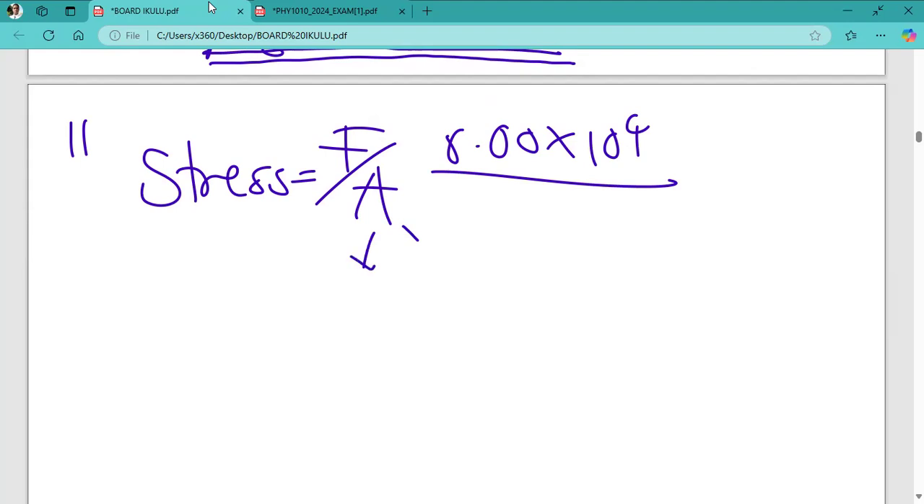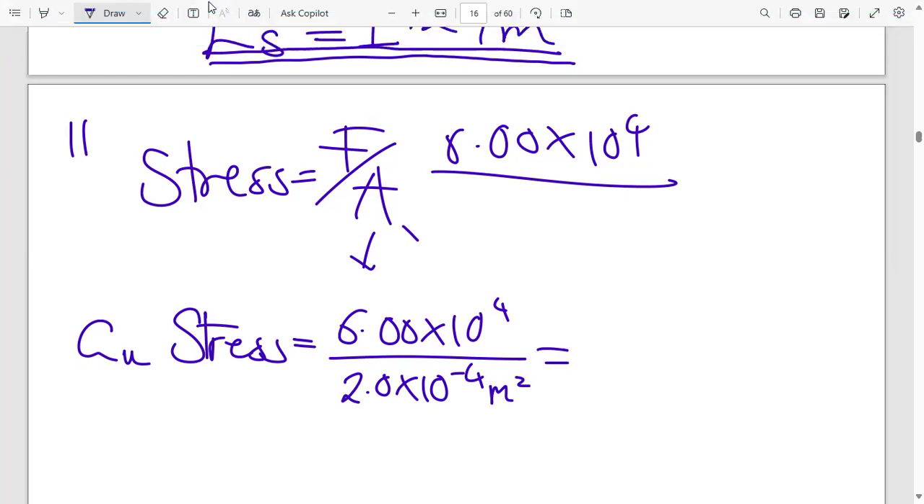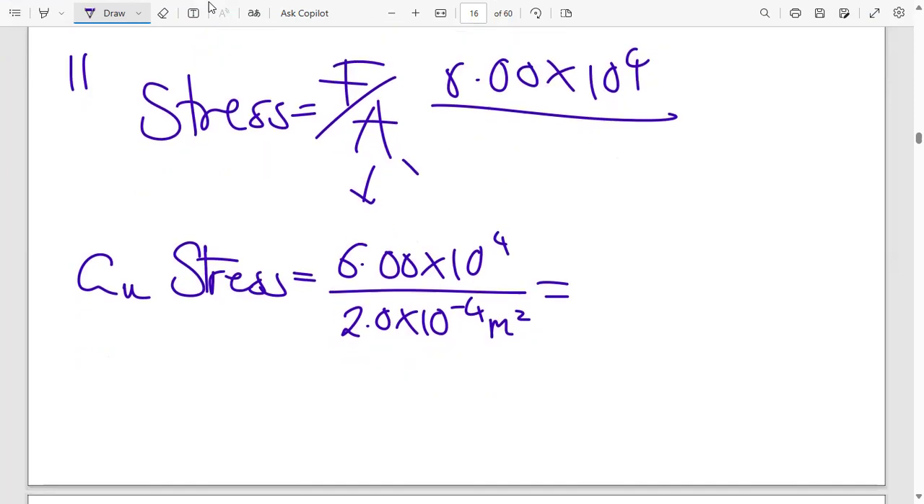So I'll say for copper, stress is equal to 6.00 times 10 to the power 4 over the cross-sectional area, which is 2.0 times 10 to the power minus 4 square meters, like that. And this is supposed to give us how much? The value. Can you kindly help me punch real quick?